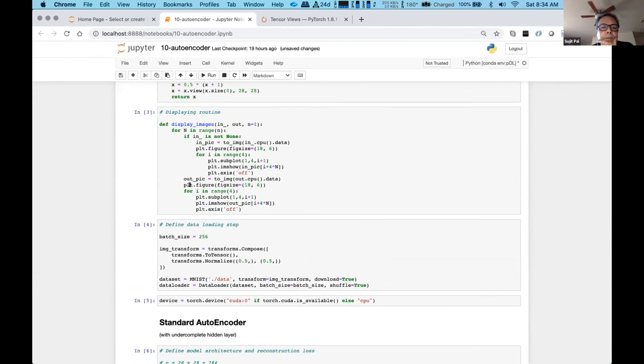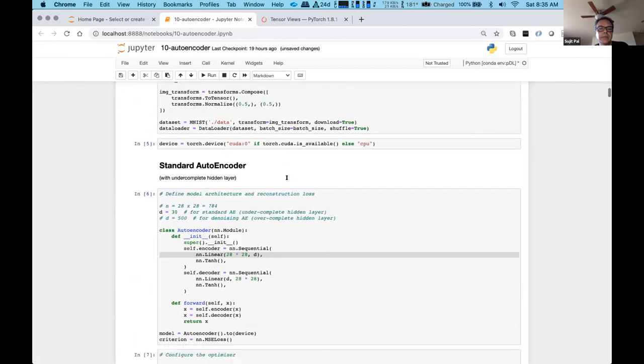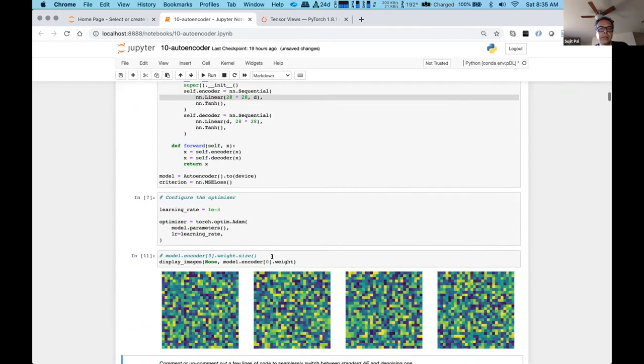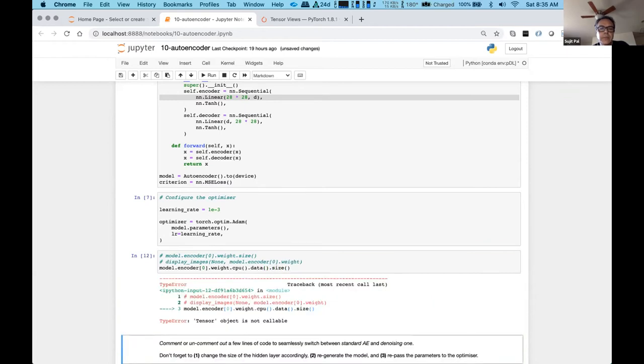And then he says, so 4 is basically this bit, right? So it says to image out.cpu.data. So, okay, let's see what the data looks like here. So model encoder 0 weight is your out. And if I look at data, did I already put it in? Okay, so I said CPU then, although it shouldn't matter in my case. Size. Oh, sorry. Okay.